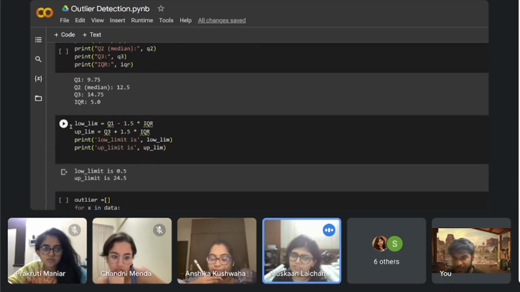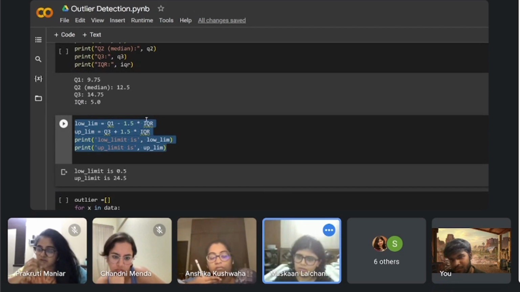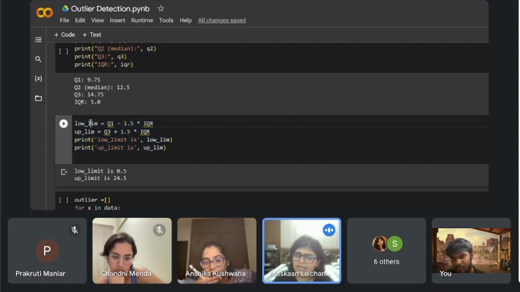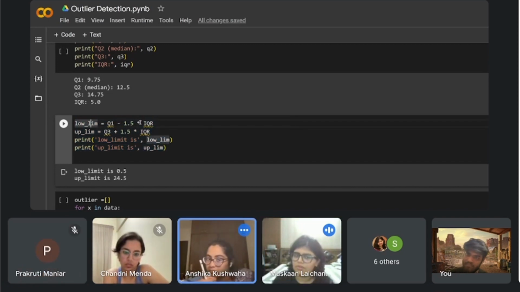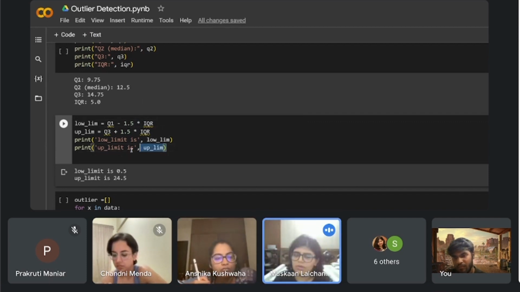Now next, all we are calculating is the lower limit and the upper limit, 1.5 times IQR. This is just like writing it on paper. The lower limit is equal to Q1 minus 1.5 into IQR. Here we haven't used any special function. And then we are asking it to print.